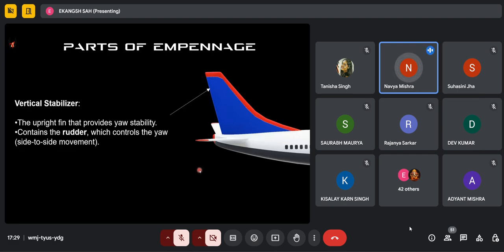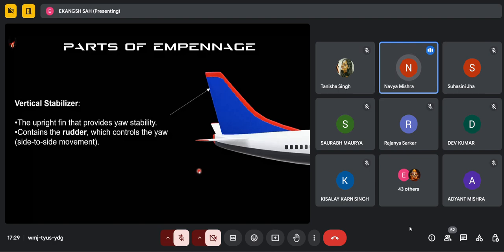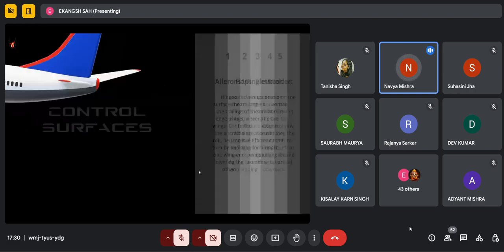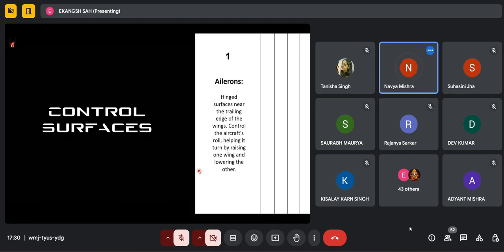Now, the second part is the vertical stabilizer. It is an upright fin that provides yaw stability. Its main function is to provide side to side movement to the plane, and it is further equipped with the rudder. The main function of the rudder is to provide yaw motion. You all know that yaw motion is about the vertical axis. I had also told you this at the start of the workshop. Now I would like to call Tanisha for the further explanation.